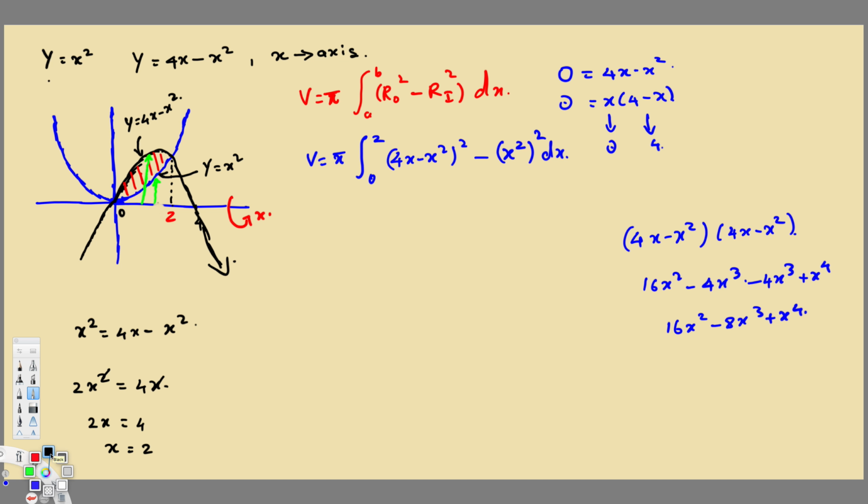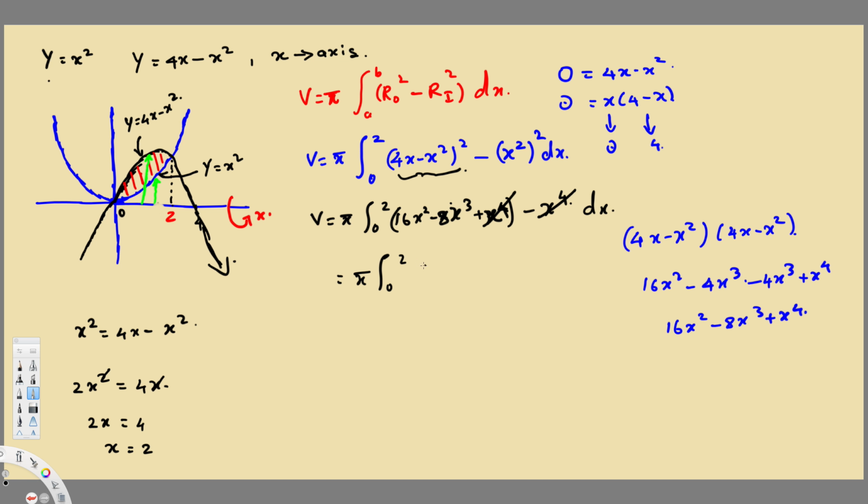So let's write in a different color. V is equal to pi going from 0 to 2. This is going to be 16x square minus 8x cube plus x power 4, and this is only this part, right? This part is x square squared, that's going to be x power 4 again. And if you notice, we have an x power 4 right here, minus x power 4, so we can cancel both of them, and we have a dx, and this is going to be pi times the integral from 0 to 2 of 16x square minus 8x cube.